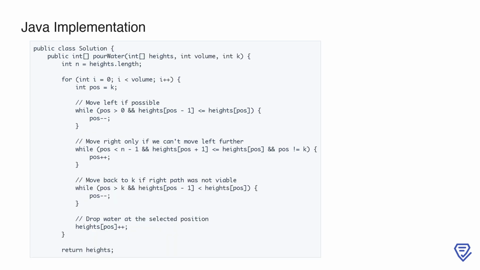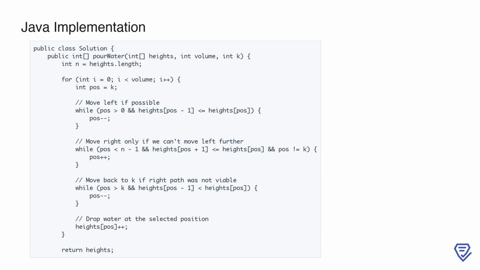Here, we start with the pour water method, which simulates the process of pouring water into an array of heights. The method takes three parameters: heights, an array representing the terrain, volume, the amount of water to pour, and k, the index where we start pouring. First, we determine the length of the array and iterate volume times, as each iteration simulates pouring 1 unit of water.